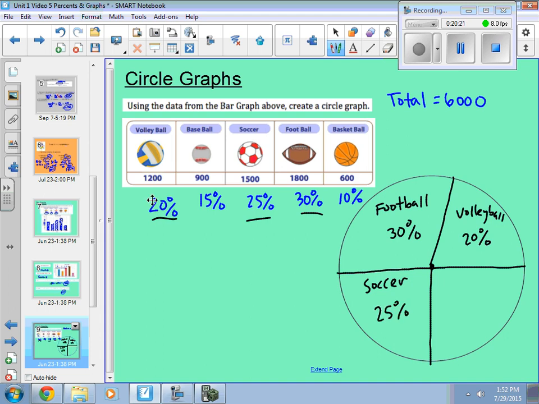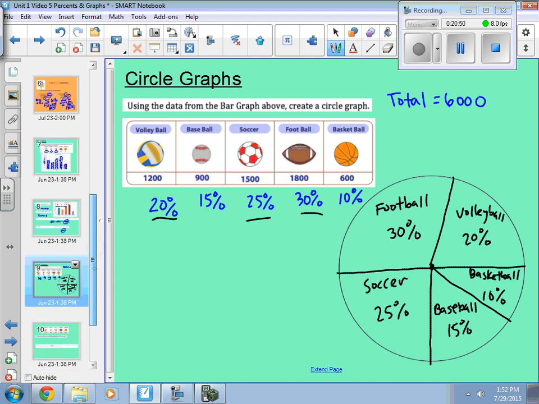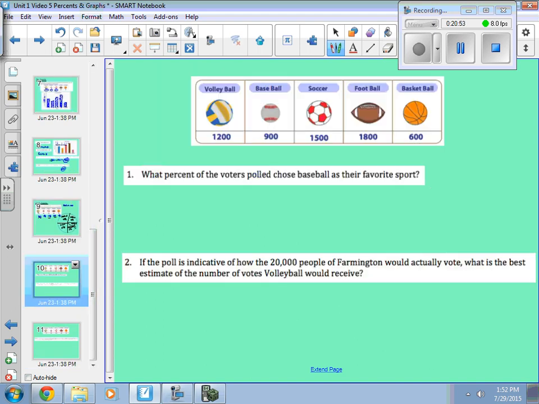We have 2 categories left, basketball and baseball. So estimate as best as possible. Slightly more of this pie should be baseball than basketball. So baseball is 15%, and basketball would be our last 10%. So now we got a circle graph showing all the information. Okay, if you are asked to answer questions about it, hopefully you can do that.